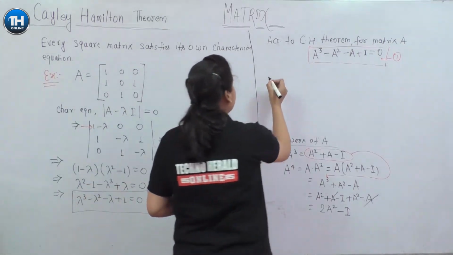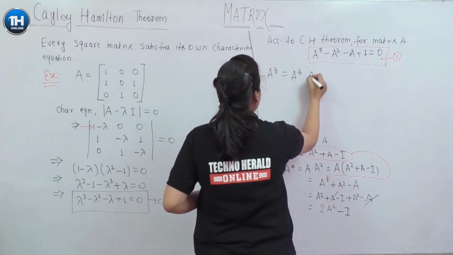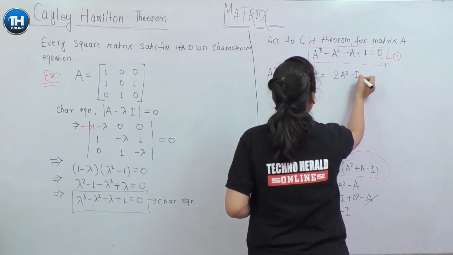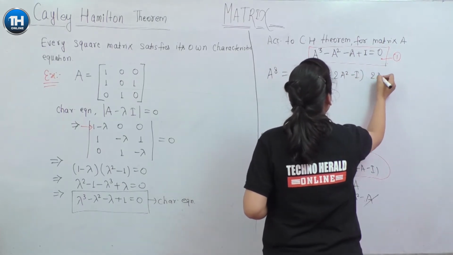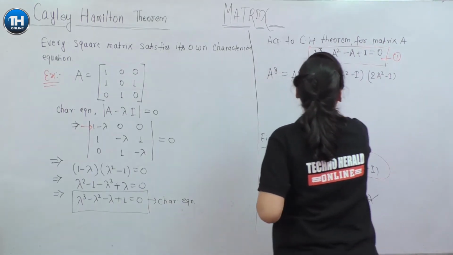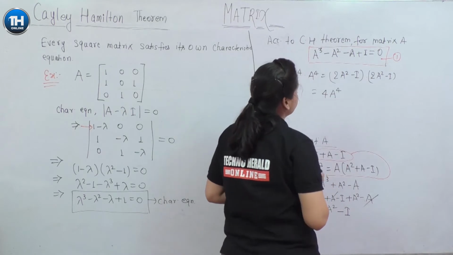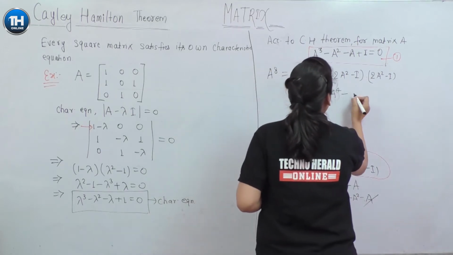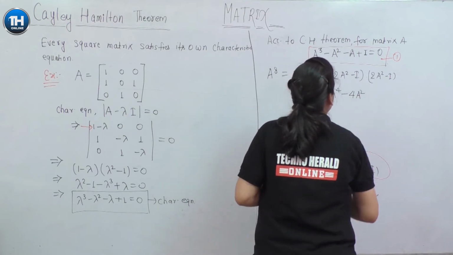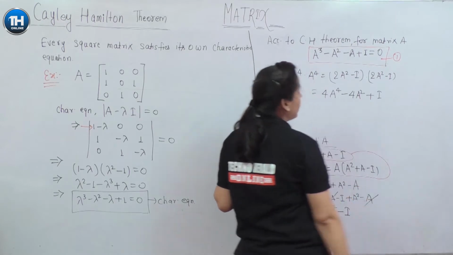We want to calculate A to the power 8. So A to the power 8 is equal to A to the power 4 into A to the power 4. This is (2A square minus I) into (2A square minus I). So this is 4A to the power 4 minus 4A square, 2 into 2A square is 4A square, plus I square, which is again I.